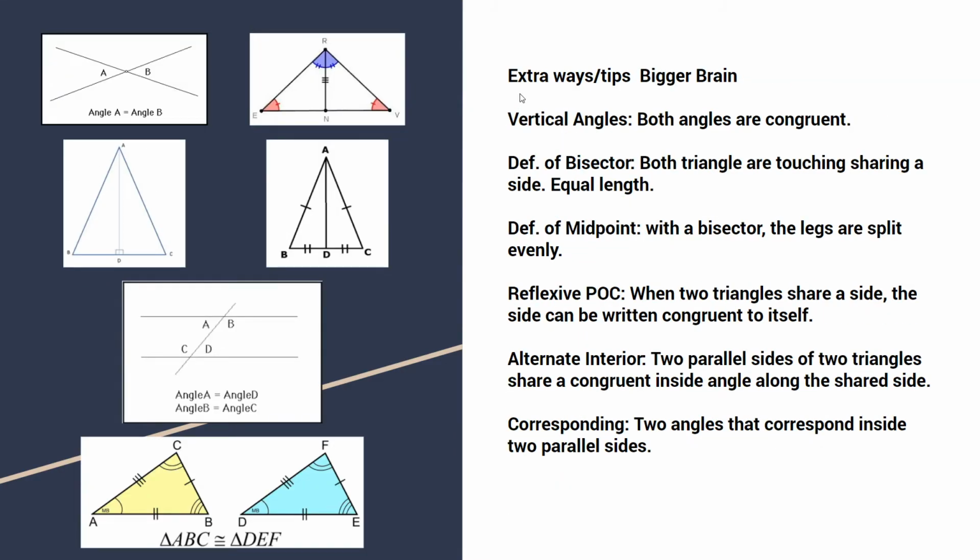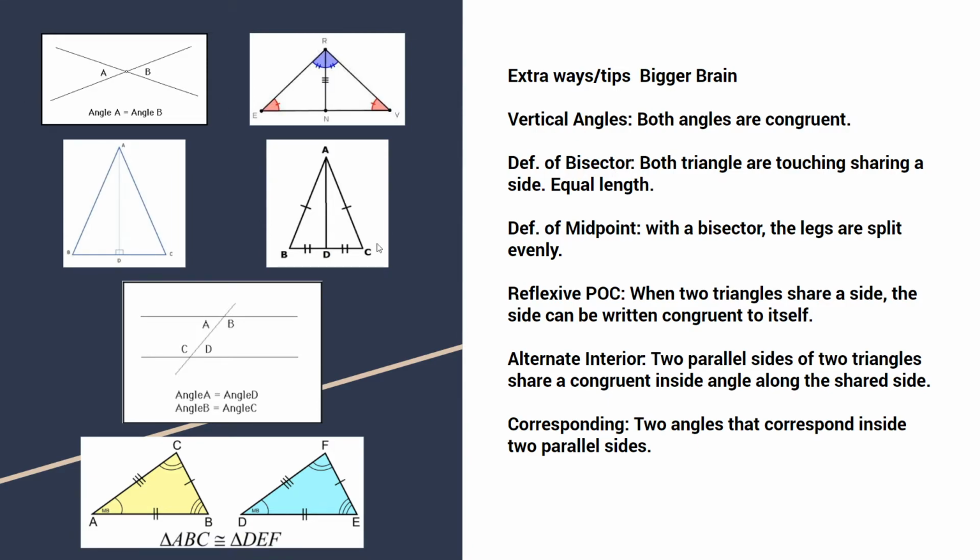Here are some tips that bigger brain people use. I am one of those people. Vertical angles: they make an X. They're always going to be the same angle, A and B, the same measure.